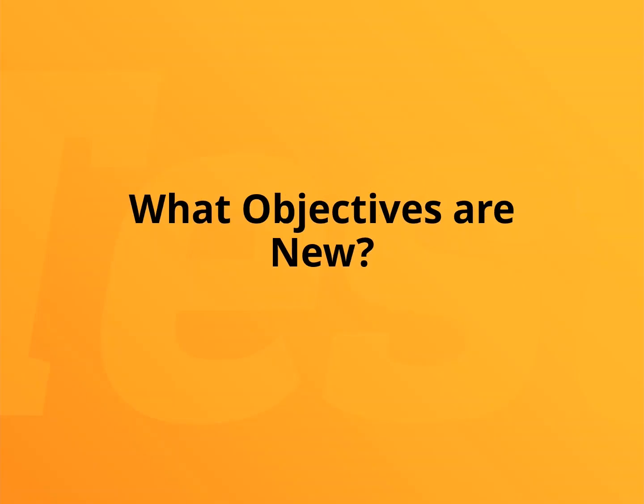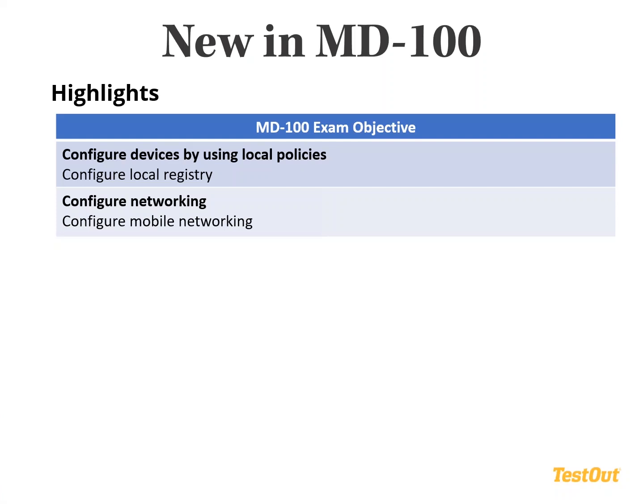So what objectives are new? Looking at the MD 100 and MD 101 objectives, MD 100 is very similar in scope to the 698 course as far as Windows 8. There have been a couple of new things added, and there are two key pieces that are new, and they're both sub-objectives. Configuring the local registry: they haven't ever covered the actual registry and regedit before in the courses. That's new, and configuring mobile networking is new to the course.